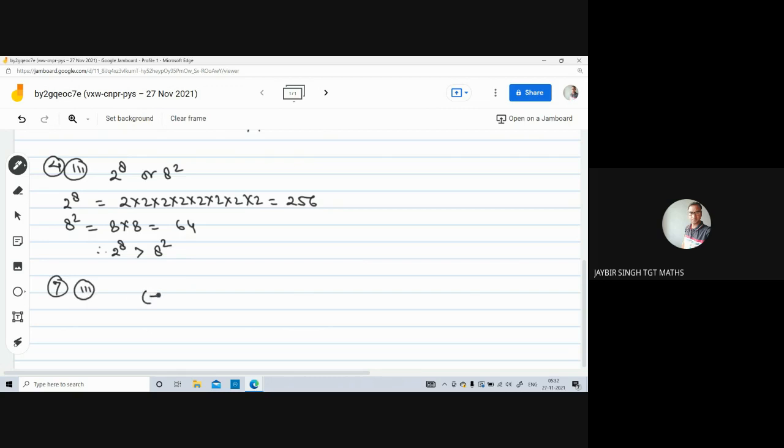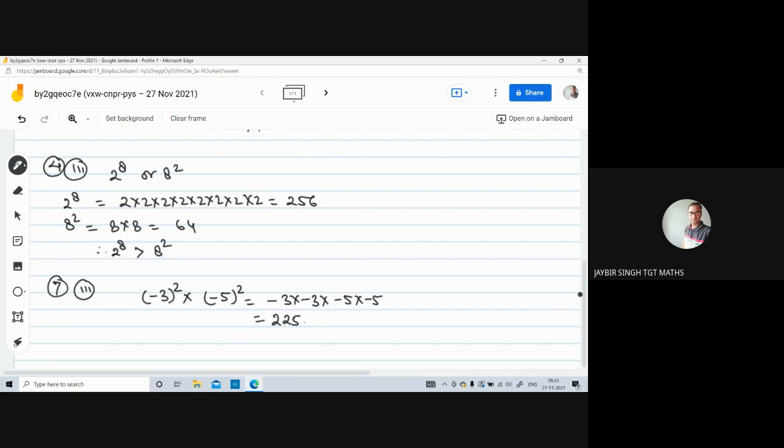This is minus 3 square multiplied by minus 5 square. You have to find the value of this. So it will be minus 3 into minus 3 into minus 5 into minus 5. Minus 3 square means minus 3 into minus 3, and minus 5 square means minus 5 into minus 5. So minus into minus is plus, minus into minus is plus. So it will be positive. 3, 3 are 9. 9, 5 is 45. 45, 5 is 225. So this is the answer. Likewise, you can do all the questions of the same exercise.